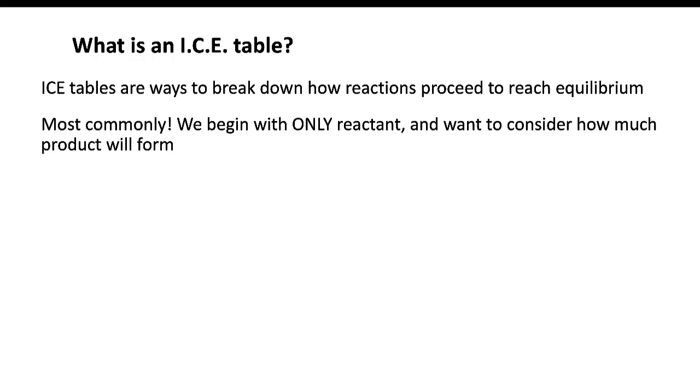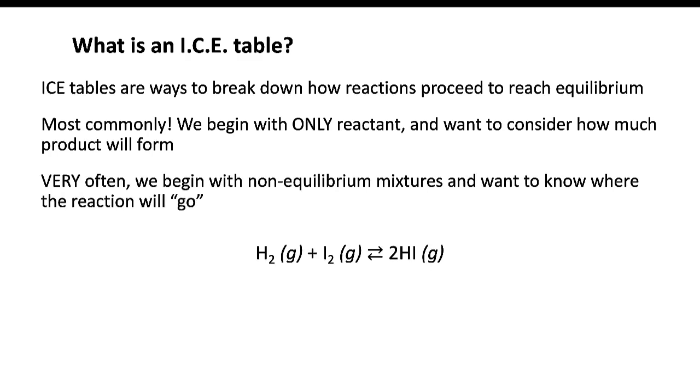So the most common time where we want to use an ICE table is a lot of times we only start with reactant, right? We're just starting a chemical reaction. It's an equilibrium reaction and we're forming product, but we don't have any of that to begin with. That is a great non-equilibrium state that we're starting with that has an initial and then changes. And so again, this can apply to a wide variety of situations where we start with a non-equilibrium mixture and we want to know where the reaction goes.